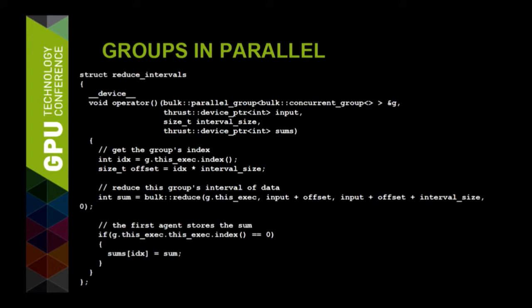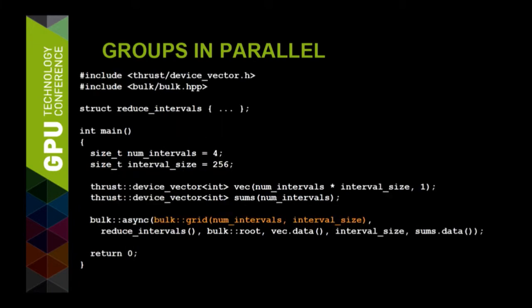And then, if we're the first agent in the group, we just store the sum to memory. And each group does that. So this is basically a generalization of the sum kernel. We're just doing lots of different sums in parallel.